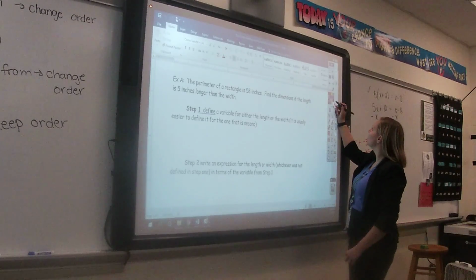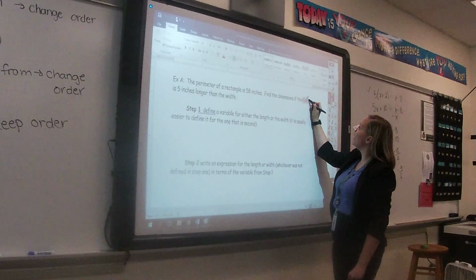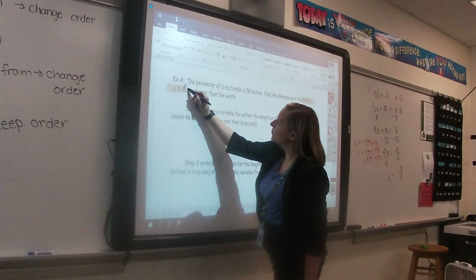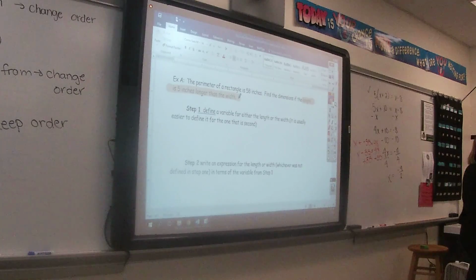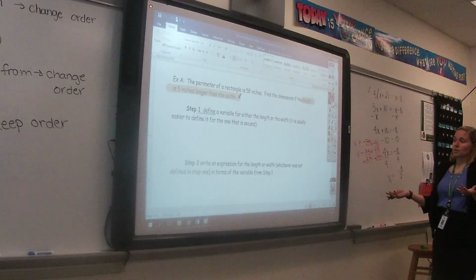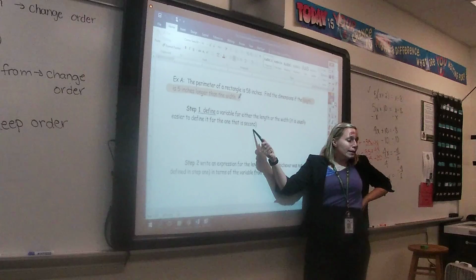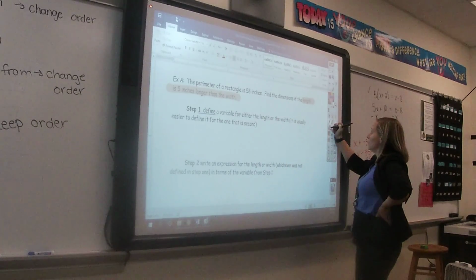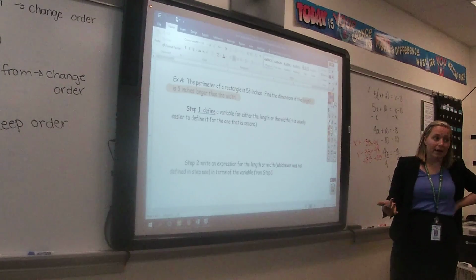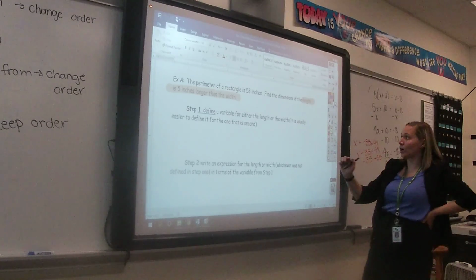So if we look up here, the length is 5 inches longer than the width. Do we agree that that tells us how the two are related to each other? If we knew one, we would be able to easily mathematically find the other. I'm going to call that our comparison phrase. So when we get to step one, you want to look at this comparison phrase and decide, not mathematically, not overthinking it, literally the physical placement of words.